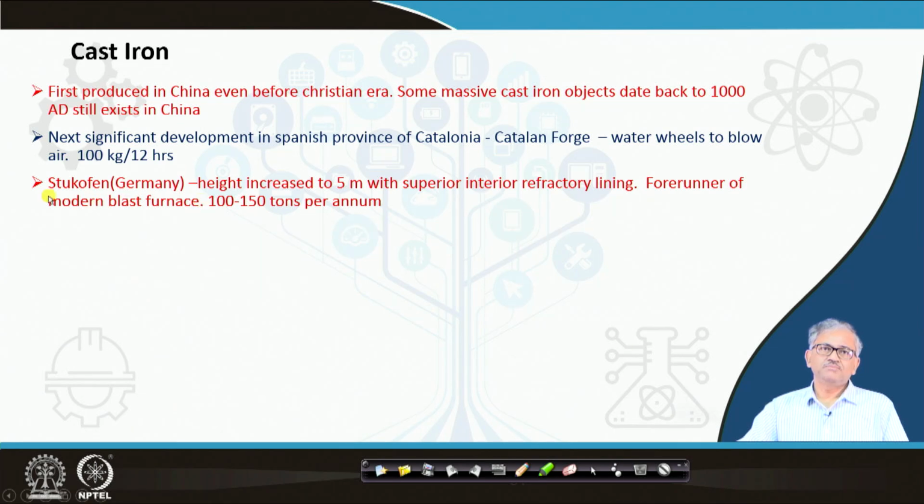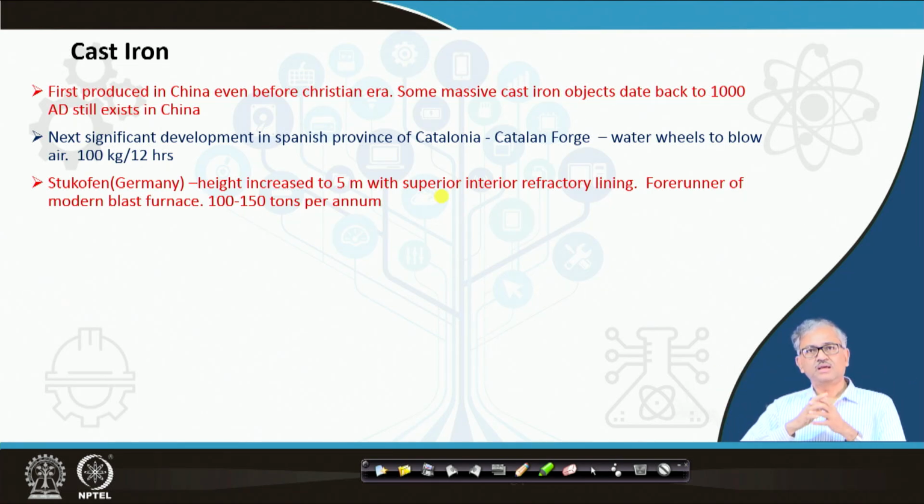And then came the Stuckofen, okay, in Germany. In that Stuckofen furnace, the height was increased to 5 meters, and a superior interior refractory lining was there to restrict the heat loss to the atmosphere.